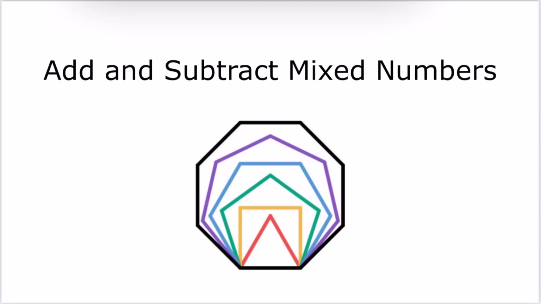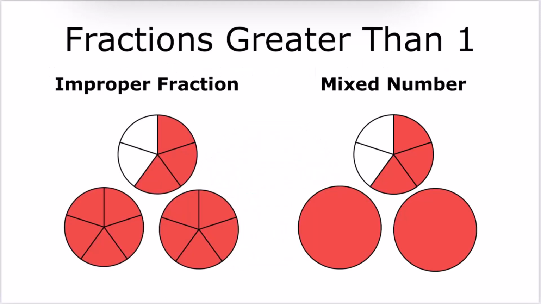Everybody. In this video, we're going to talk about how to add and subtract mixed numbers. So let's first talk about what a mixed number is. Whenever you have a fraction that's greater than 1, there's two different ways you can represent it. One way is as an improper fraction, where the numerator, or the top of the fraction, is bigger than the bottom of the fraction, or the denominator.